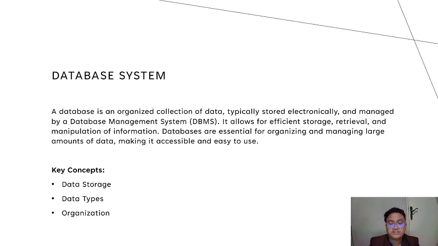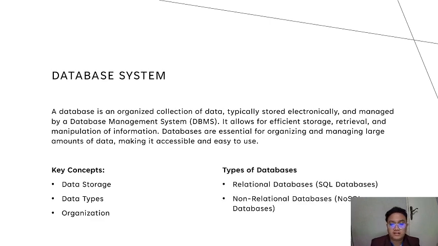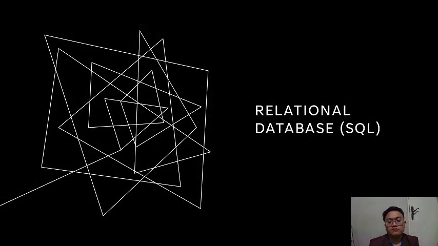Now, there are currently two types of databases that are widely used. The first one is relational databases, or we can call them SQL databases. And the second one is the non-relational databases, or NoSQL. Okay, firstly, we'll look at the relational database, or SQL.